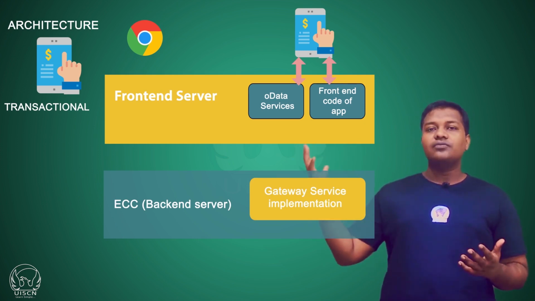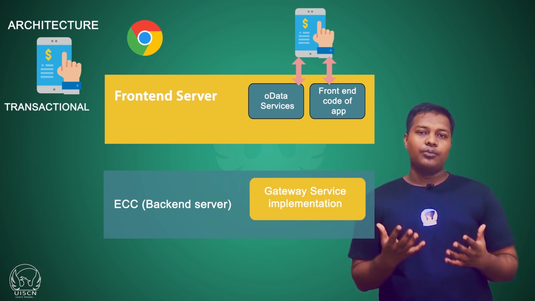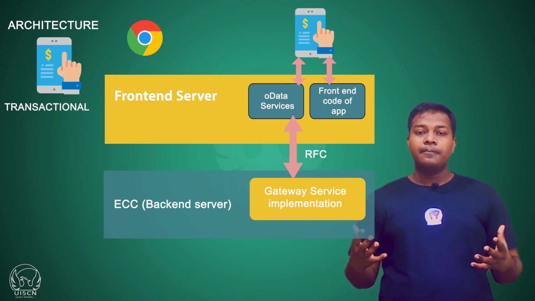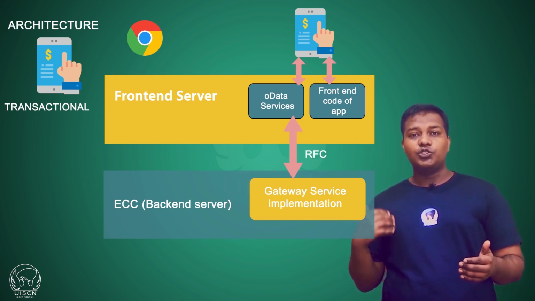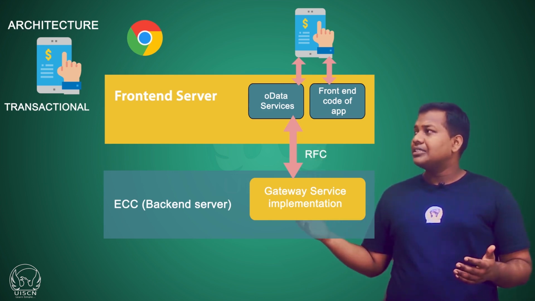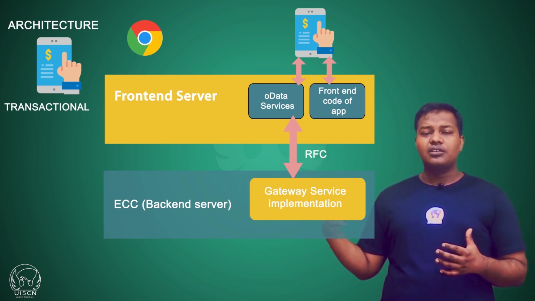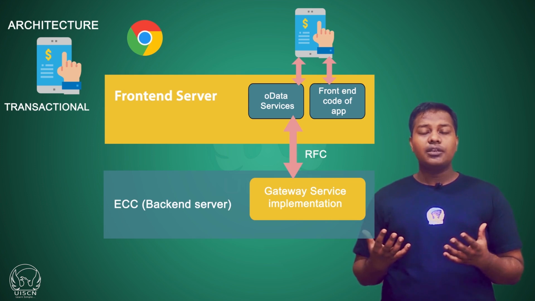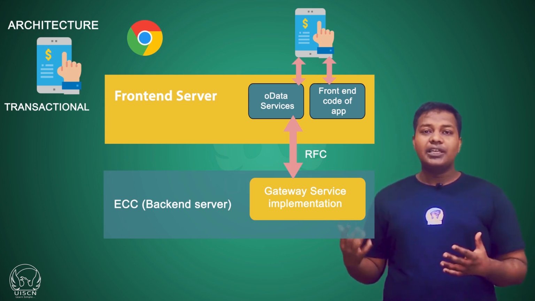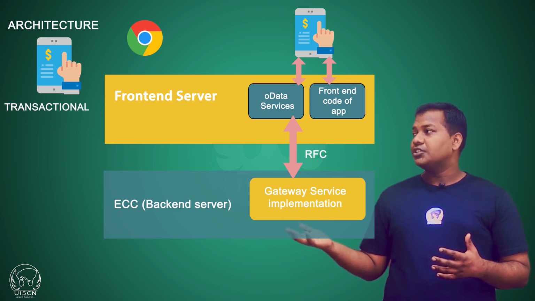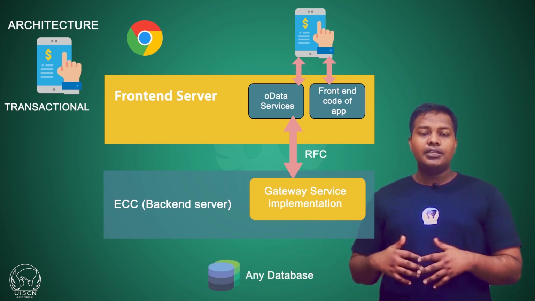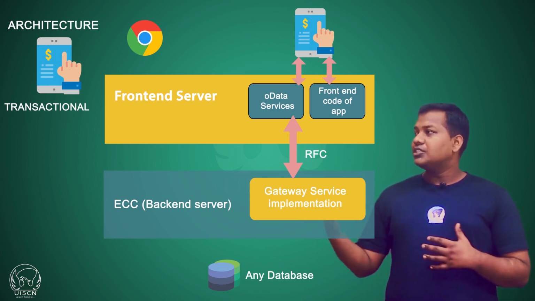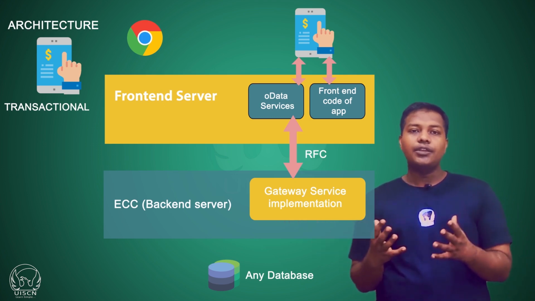Now here again, once the front-end server gets this request from your client, which is your browser, that it needs an OData result or the data to be shown for the time card, it will contact the backend server where the gateway services would have been implemented. Now this gateway service will be executing the ABAP statement, which will carry out all the data operations with your backend, which can be any database, your DB2, your HANA database, or your Sybase database. So these are all the databases which can be holding your ERP data.